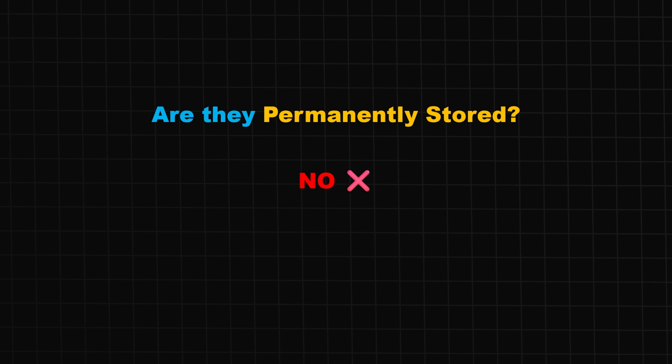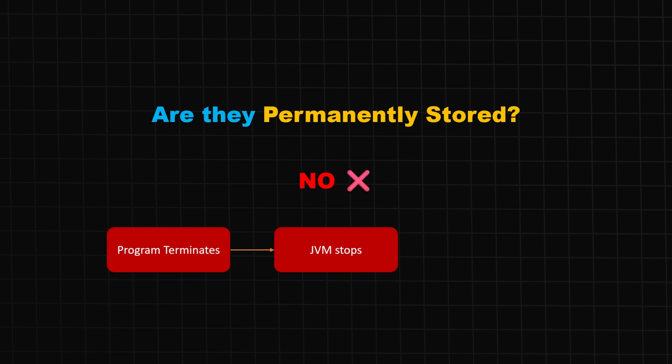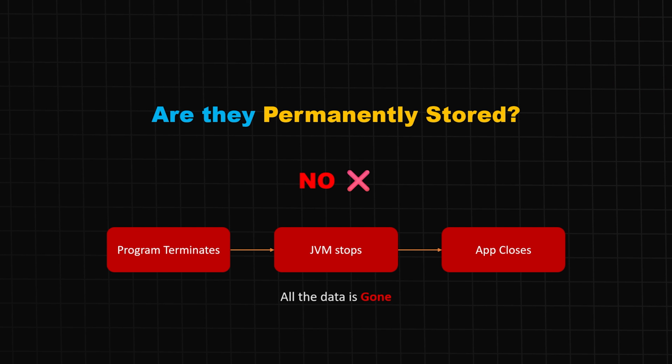Let's understand what happens when the program stops. The moment your program terminates, your JVM will stop working and the application will be closed, right? Now all the data is gone, memory cleared, objects destroyed, and variables wiped, right? Now, think about a real application.